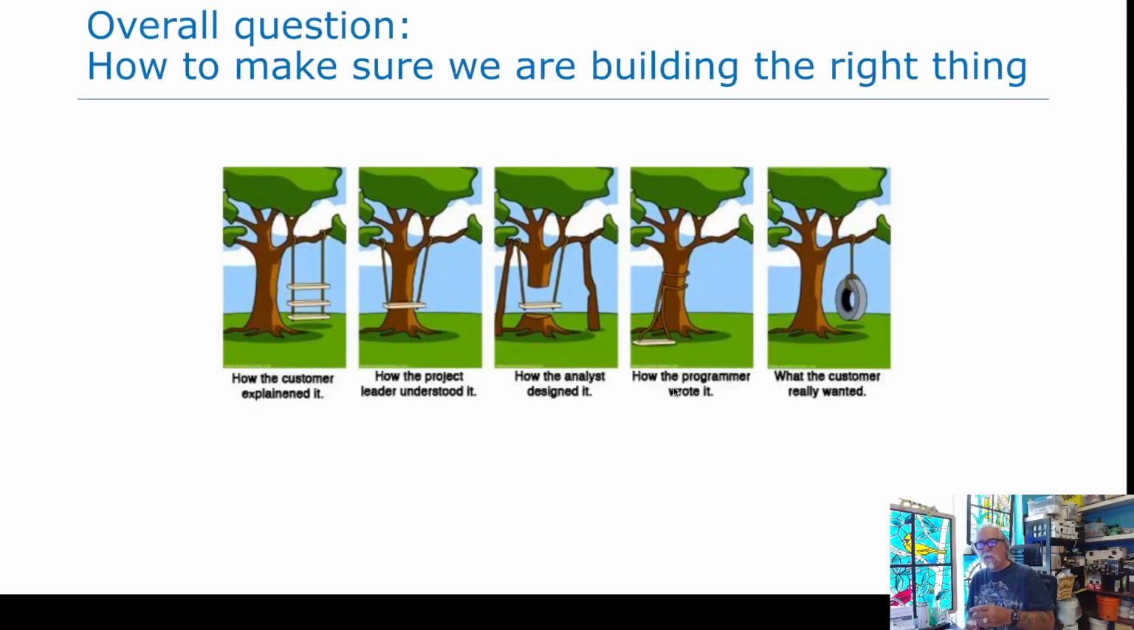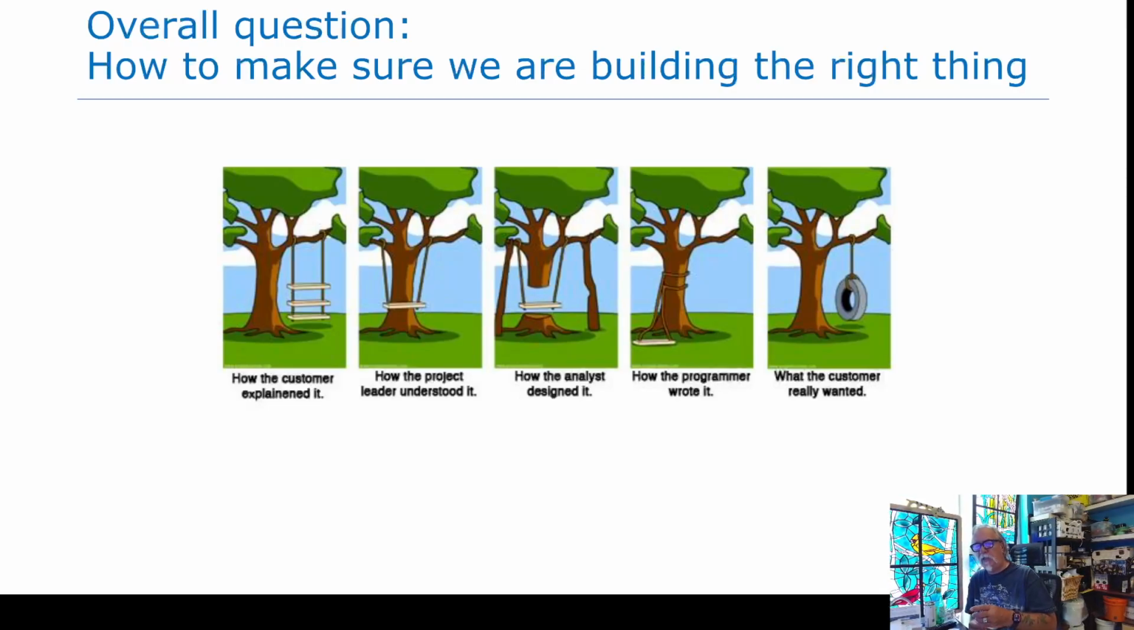So along comes a guy and says, I want to build something that's attached to the branch of a tree that I can swing from. And this is kind of what the customer had in their mind, but they talked to a person who was used to building things with pieces of wood. So this is what the customer explained. It didn't say tire, he just said, I wanted some ropes that attach to things that I can sit on.